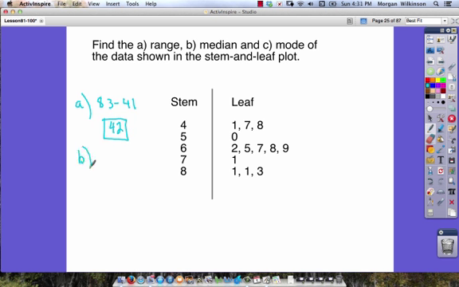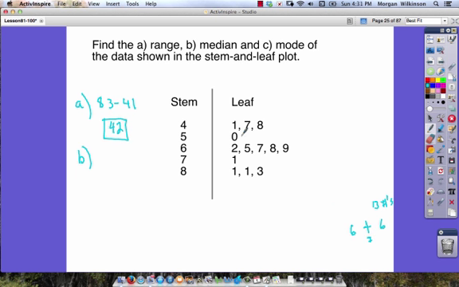Now for B, the median. This stem and leaf plot is arranged in numerical order. Some of them may not be, so you have to rearrange the numbers. But for our median, we can see we have 1, 2, 3, 4, 5, 6, 7, 8, 9, 10, 11, 12, 13 numbers. That's an odd number of numbers. So we must have 6 on one side, 6 on the other side, and our 7th number must be right in the middle. So let's find our 7th number.